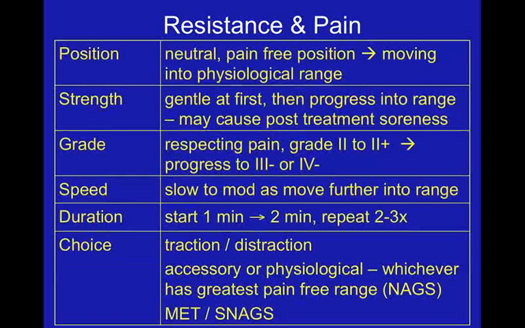The type of technique is similar. We can still use traction or distraction for this group. We can use the accessory or physiological movements. Generally, we'll choose whichever has the greatest pain-free range. You can also use the NAGs, Mulligan's NAGs, in this scenario. There's still a pain portion, and there may still be muscle guarding around this joint, and so muscle energy techniques would still be effective, and SNAGs might also be able to move that resistance and control the pain as the patient actively moves through their range.